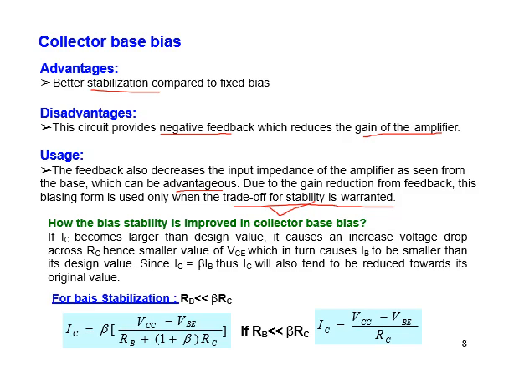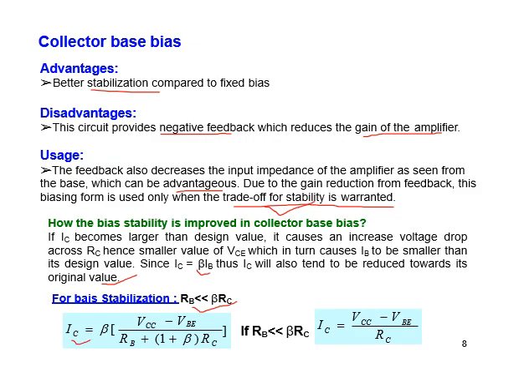If IC becomes larger than the design value, then it can cause an increase in the voltage drop across RC. Hence, a smaller value of VCE will cause IB to be smaller than its design value. And since IC is equal to beta IB, this will tend to reduce IC to its original value. So in this manner, this circuit provides stability. Now for bias stabilization, this condition must be satisfied.